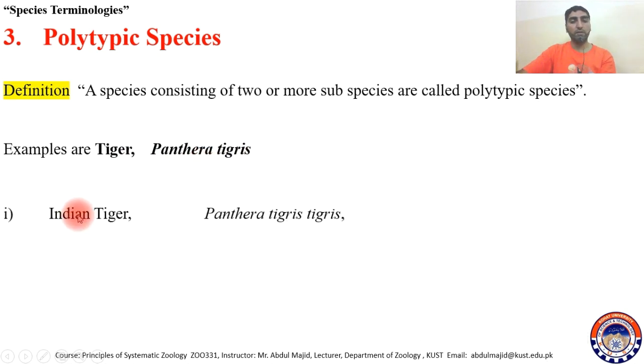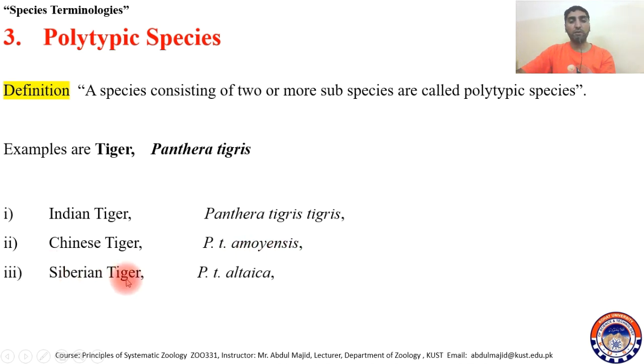For example, the Indian tiger is known as Panthera tigris tigris. The Chinese tiger is known as Panthera tigris amoyensis. The Siberian tiger is known as Panthera tigris altaica, and the Javan tiger is known as Panthera tigris sondaica. So these are different subspecies of the tiger, Panthera tigris. The tiger is a polytypic species because it contains subspecies.